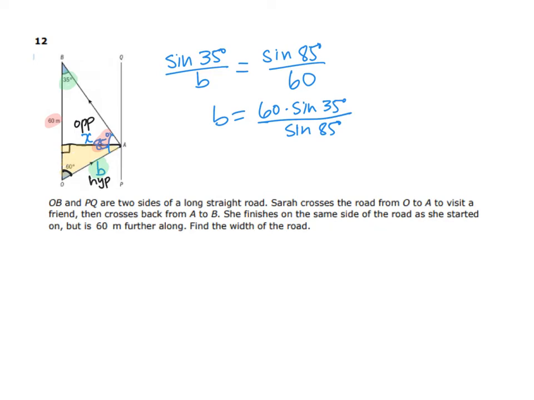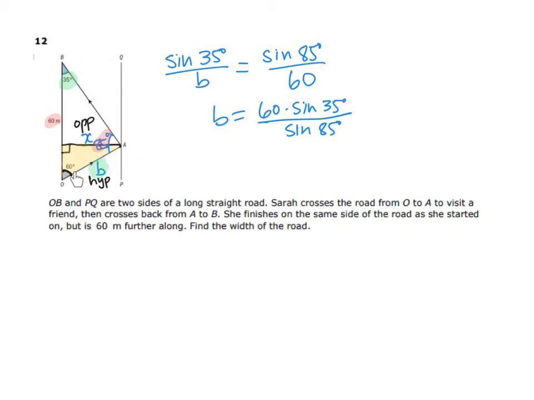So, since I am looking for the opposite side, and I know the hypotenuse and the measure of the angle, this would be a time to use inverse sine. Remember, opposite over hypotenuse is sine. Oh, by the way, let me say this. This is the appropriate time to use SOHCAHTOA, okay?